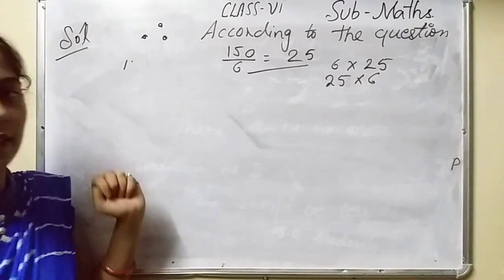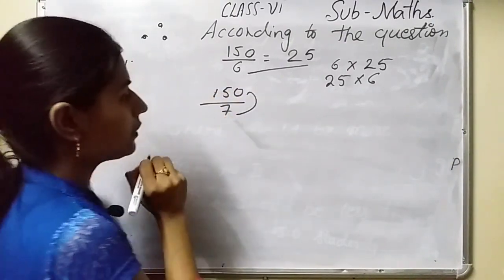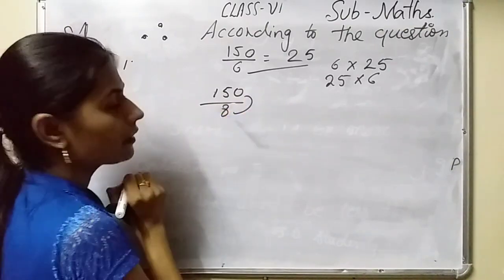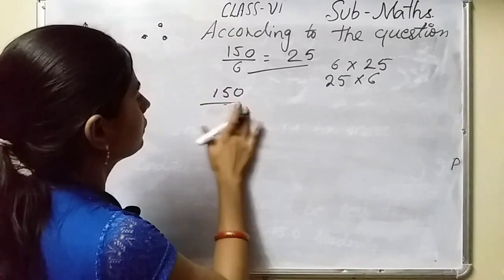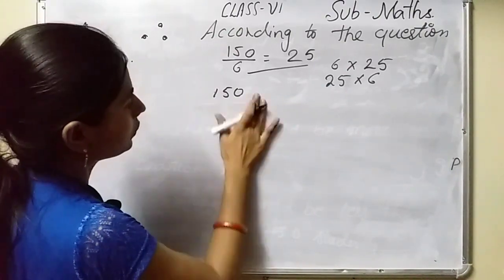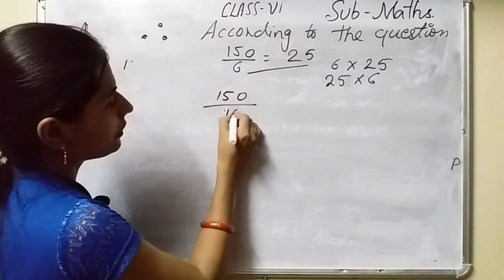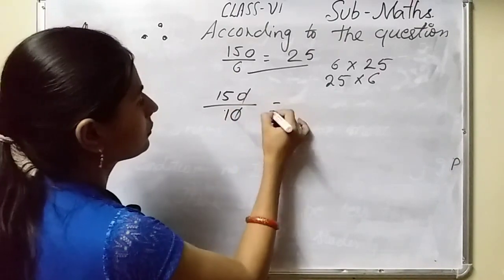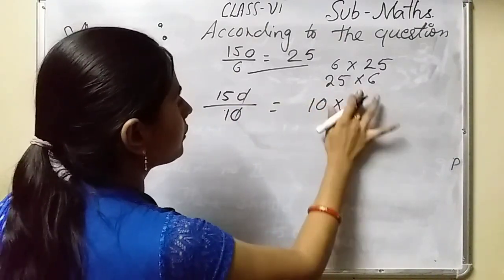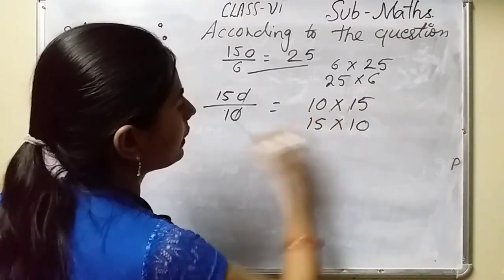Now more than 6, 150 divided by 7, it is not divisible by 7, so 7 will not come here. 8, it is not divisible by 8, so 8 will not come here. 9, is it divisible by 9 or not? No, it is not divisible by 9. So 150 by 10, 15: 10 into 15 and 15 into 10.